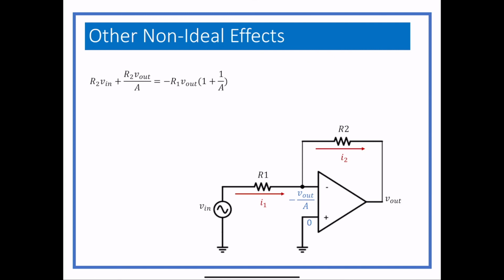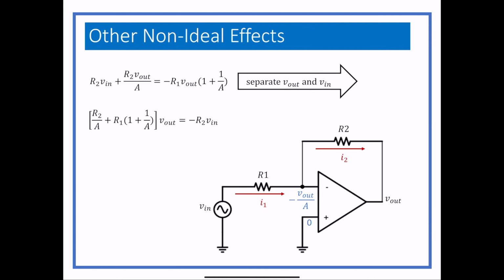So we're going to separate Vout and Vin, because we need to figure out what the overall gain is. When we do that, we get R2 over A plus R1 times 1 plus 1 over A, all times Vout, equals minus R2 times Vin. So then Vout over Vin is minus R2 over A, blah, blah, blah. Doesn't look like anything we've had yet in here, and it doesn't quite, but it will in just a minute. Do one more thing, and then we will make it look like something you've seen before.